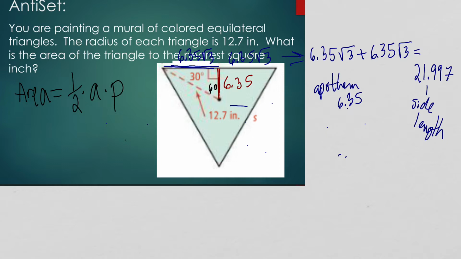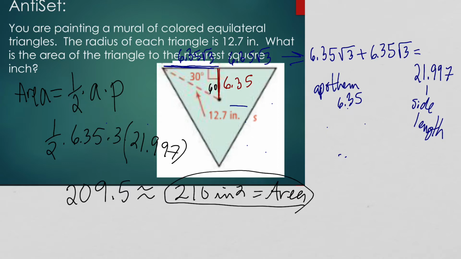So now if we go back to the area formula, 1/2 times the apothem times the perimeter. The perimeter is 3 sides times that side length. Put it all in the calculator, and I get the area to be 210 inches squared, because I said rounded to the nearest square inch.